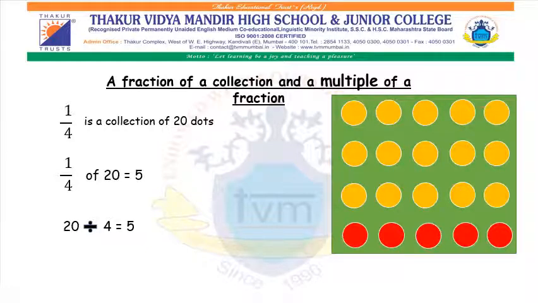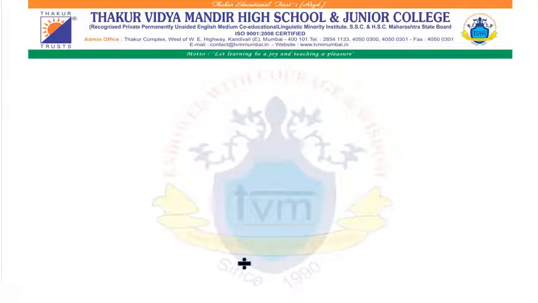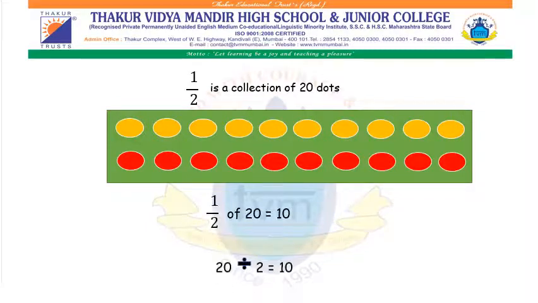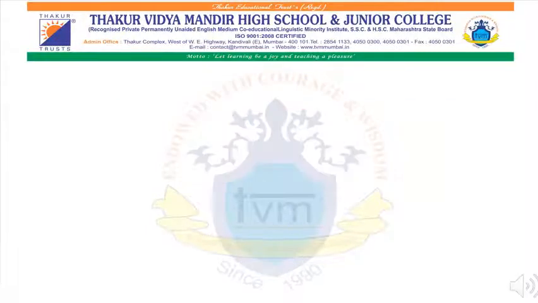To make it clear, let us take one more example. Suppose there are 20 dots and you want to find the half of the collection of 20 dots. So what you are supposed to do is, you are going to divide 20 by 2. So what you will get? 10. So 10 dots are the half of 20 dots. Let us see few more examples.